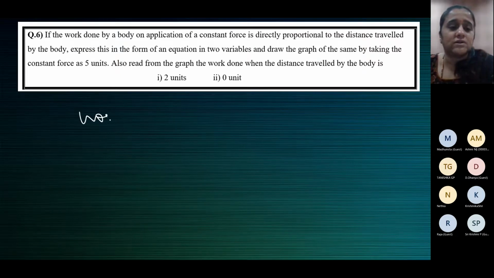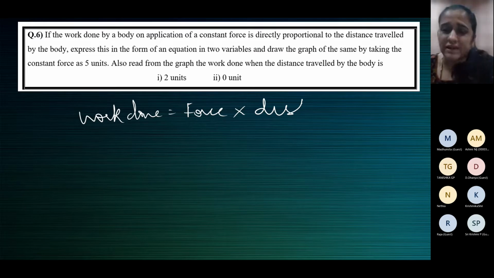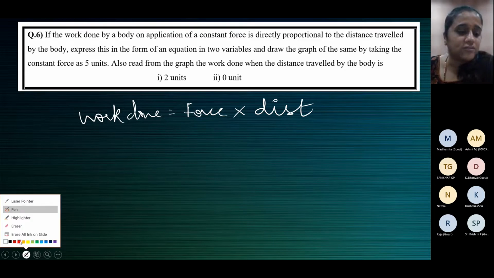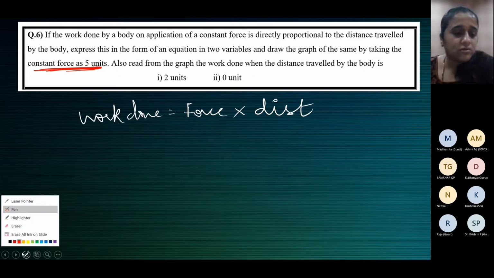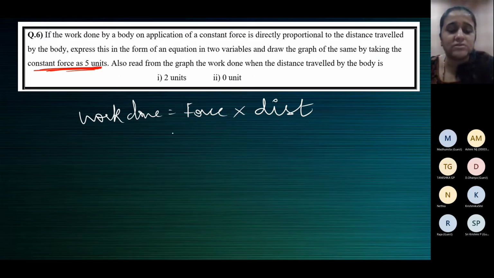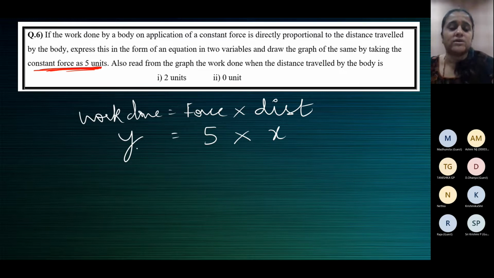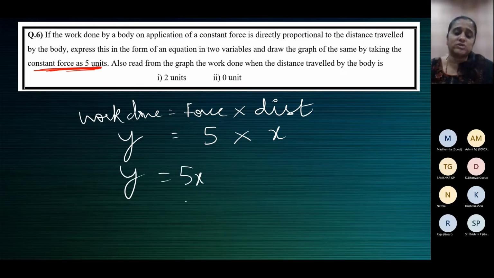So we have work done. Work done is equal to force into displacement. That's what I told you. There is a difference, but I'm writing distance here: work done is equal to force into distance. They've given you the constant force as 5 units. You can see it in the question. So in this formula, force is 5. We'll take the distance as x and the work done as y. So y is equal to 5x is the required equation, or 5x minus y is equal to 0.